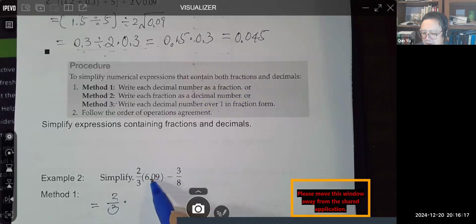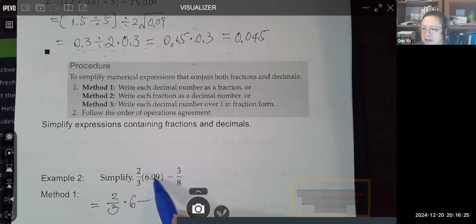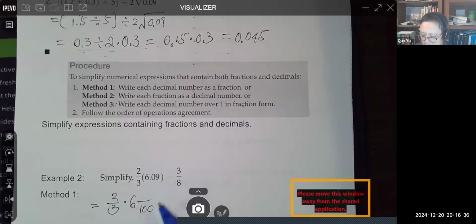Now we need to convert this decimal number to a fraction. 6 is the whole number part. You have 6, and this is the fractional part. How many decimal digits do we have? We have 2. That means 100 on the bottom. That's 2 digits, and we are using the decimal system. Each digit represents 10. So 10, another 10, that's 100. So you have 9 on the top.